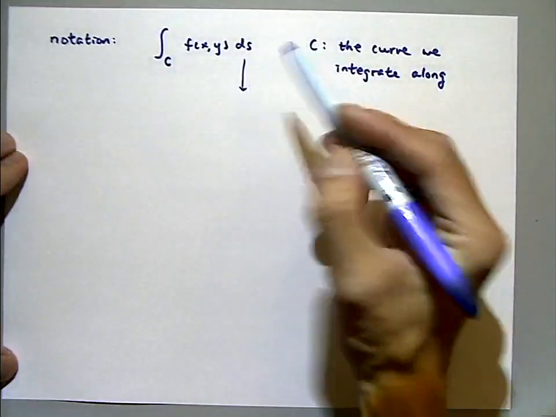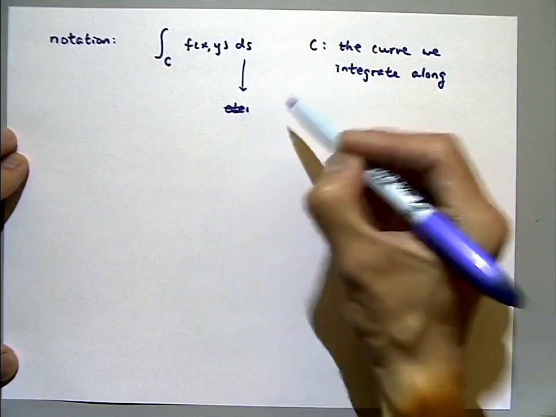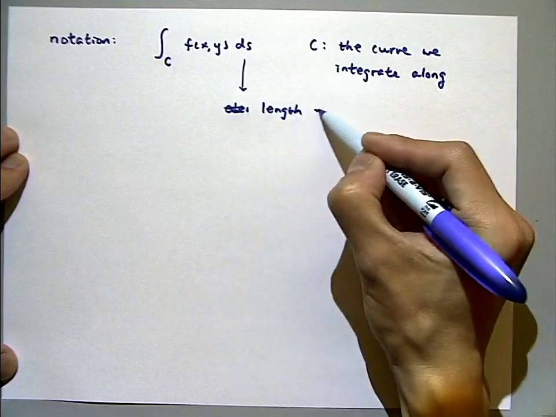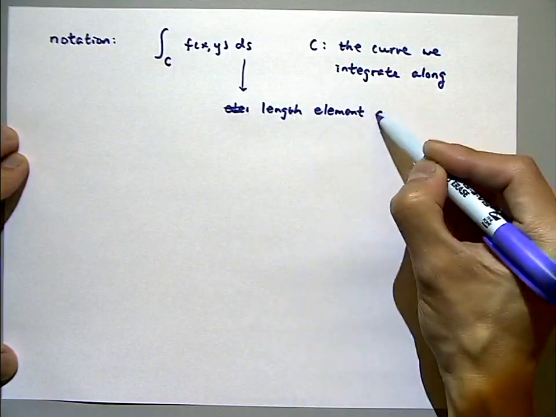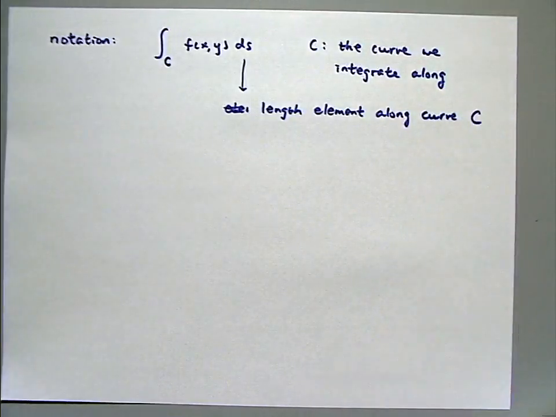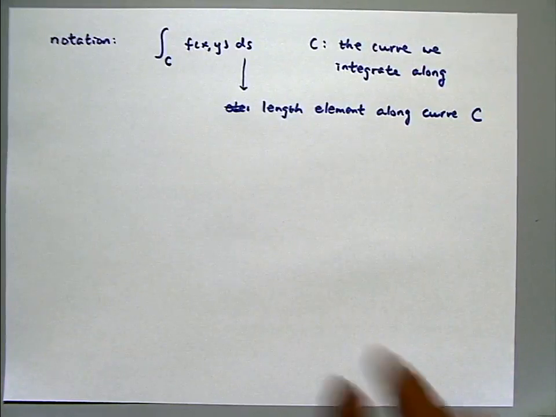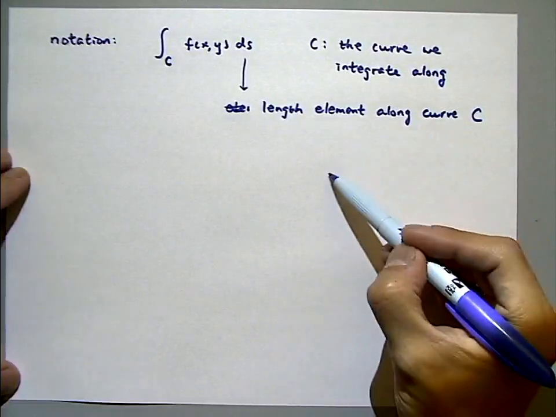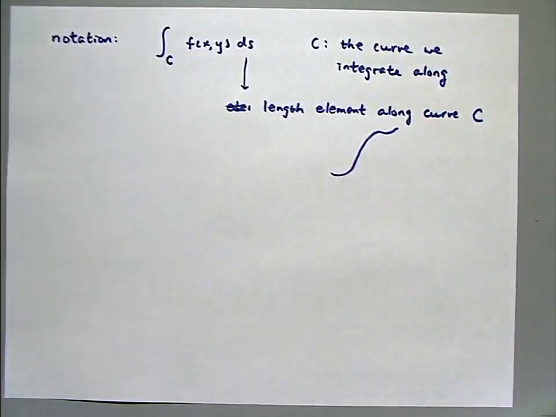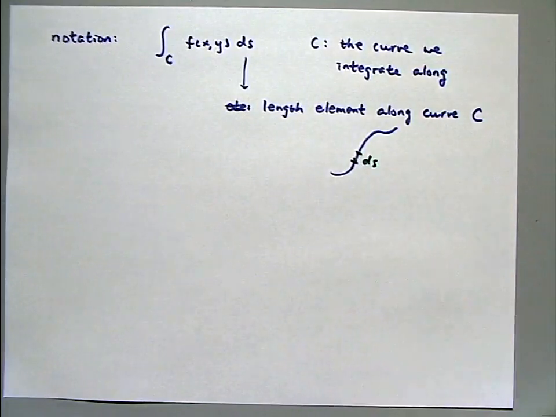And this ds, this is the elemental, well, let's call that the length element along the curve C. So instead of dx, now we integrate ds, where s is some tiny little segment along the curve C. So suppose this is C, then a little ds would be this thing right here, some tiny little segment along that curve.